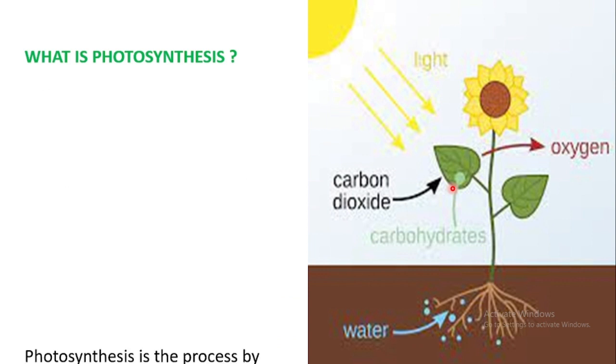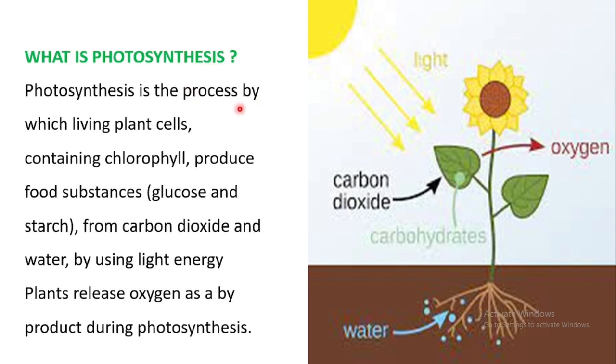Now, what is photosynthesis? Photosynthesis is the process by which living plant cells containing chlorophyll produce food substances like glucose and starch from carbon dioxide and water by using light energy. Plants release oxygen as the byproduct during photosynthesis.